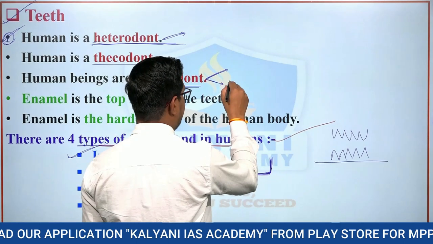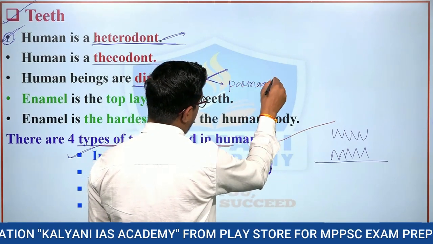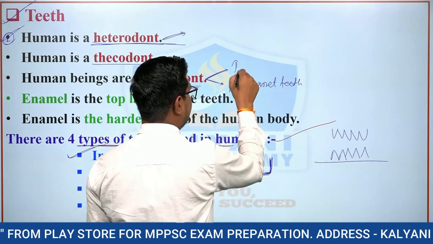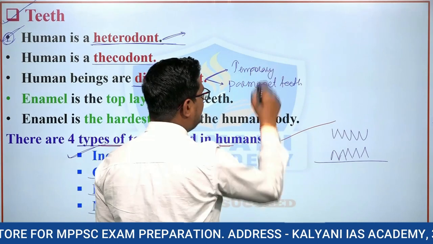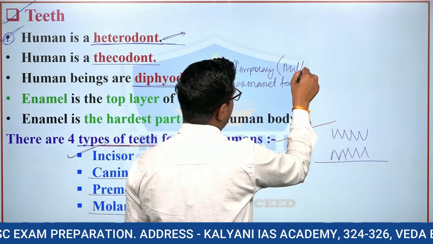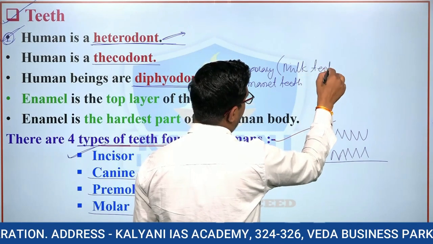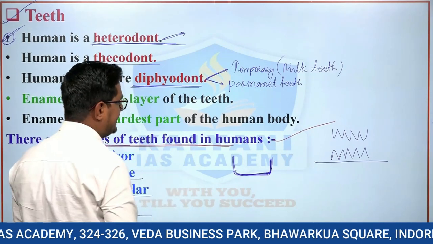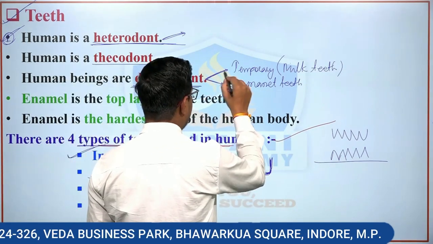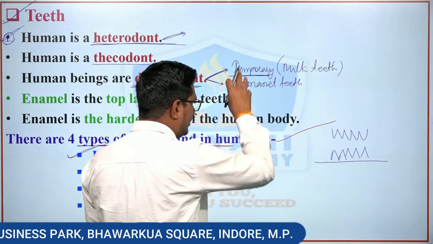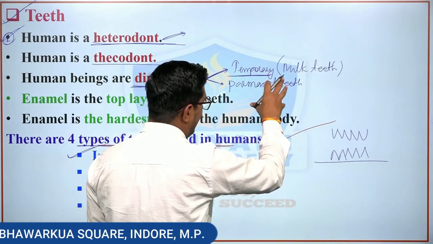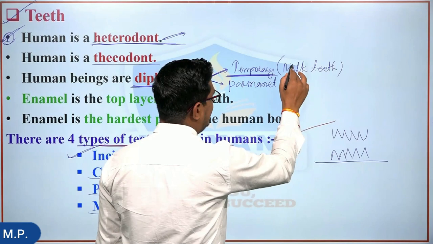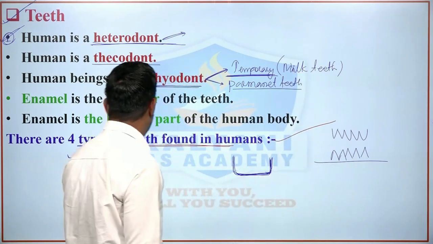First is permanent teeth and temporary teeth, which are also called milk teeth, or दूध के दांत in Hindi, right? So human beings are diphyodont, which means that humans have temporary teeth, right? तो 0 age से लेकर fixed 5 to 6 years तक temporary teeth होते हैं, जिनको milk teeth भी कहा जाता है, right? उसके बाद permanent teeth आते हैं, right?